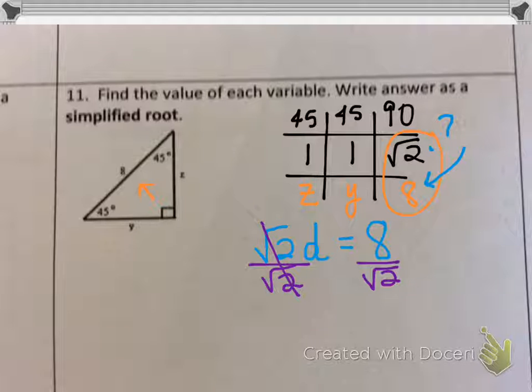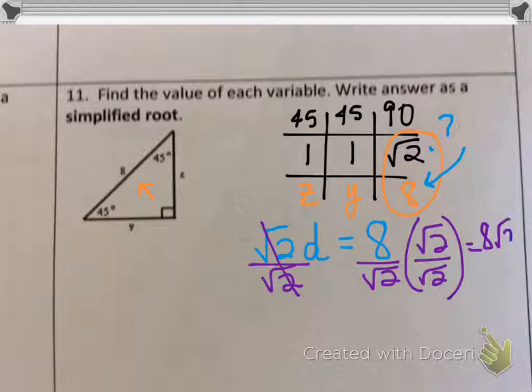So d is isolated, but I still need to rationalize because you can't have a root in the denominator. Multiply the top and bottom by root 2. If I multiply straight across, 8 times root 2 is just 8 root 2. And my denominator, a root times itself, root 2 times root 2, is just the number inside, the 2. And then to simplify this, I can reduce 8 halves, so that's 4 root 2.